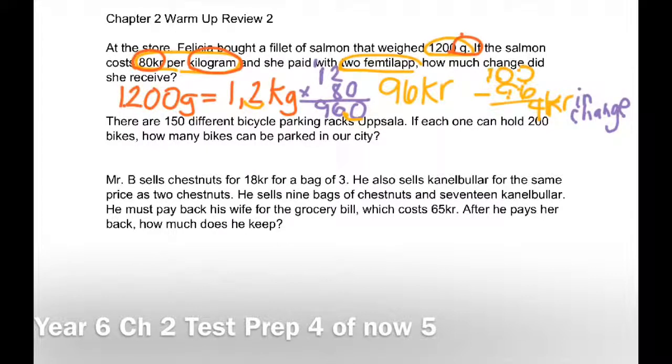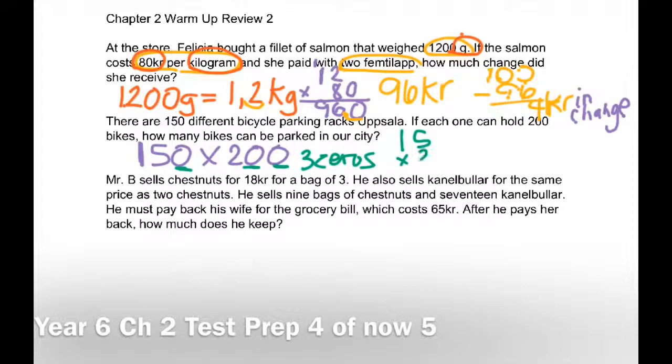There are 150 different bicycle parking racks in Uppsala. If each one can hold 200 bikes, how many bikes can be parked in our city? So that one, I would just simply multiply. So I would do 150 multiplied by 200. And this is where I would use the skill that we learned where we can count the zeros. And I have 3 zeros. And then I can just do 15 times 2 and add those 3 zeros back on.